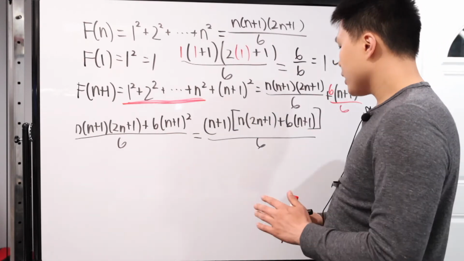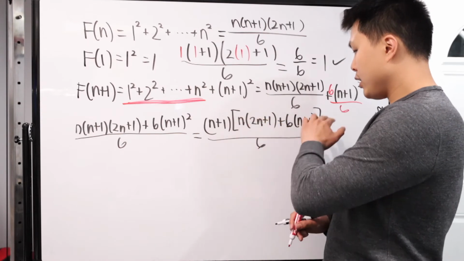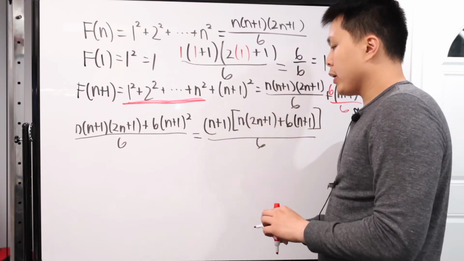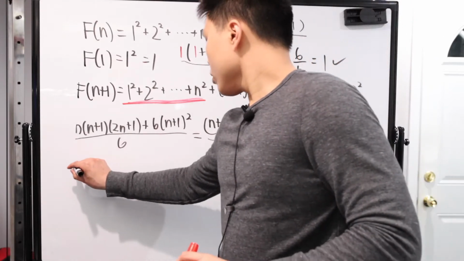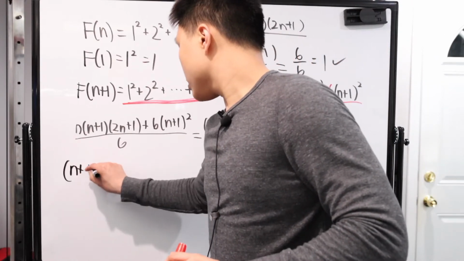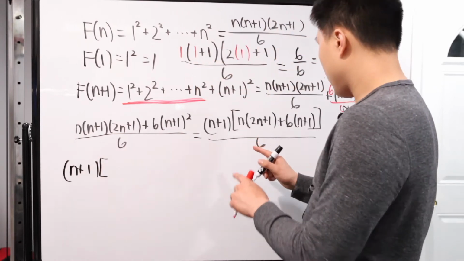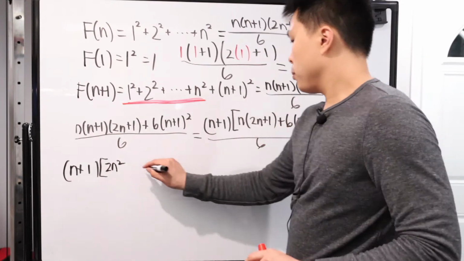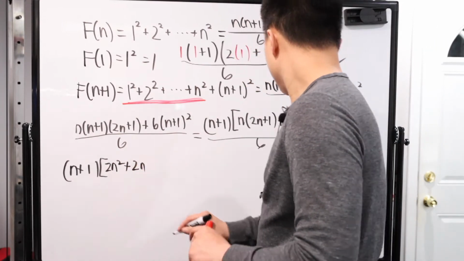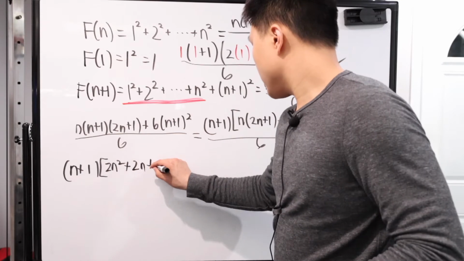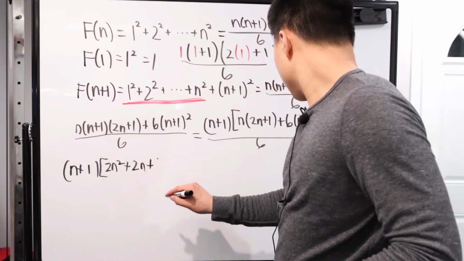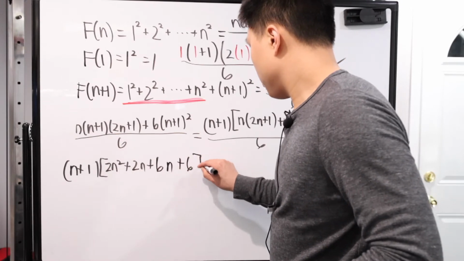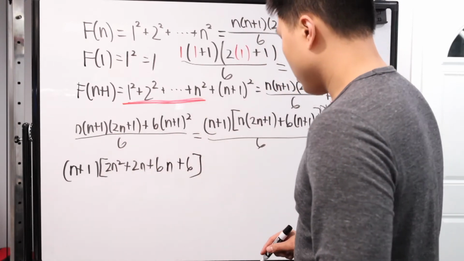All right, well, in that case, here is the one that we're a little worried about. So we're going to just distribute everything, and what do we have? We still have our n plus 1 on the outside. Inside now we have 2n squared, plus 2n, plus 6n? Yes, 6n, and then plus 6. Boom. Okay, so what do we have?